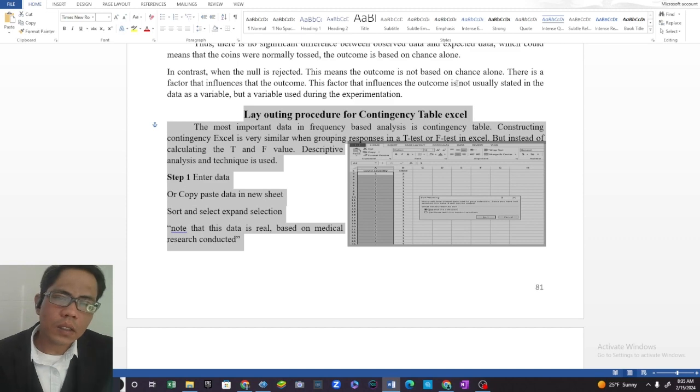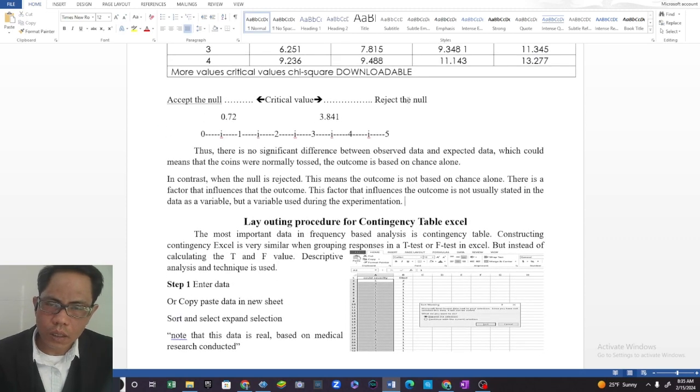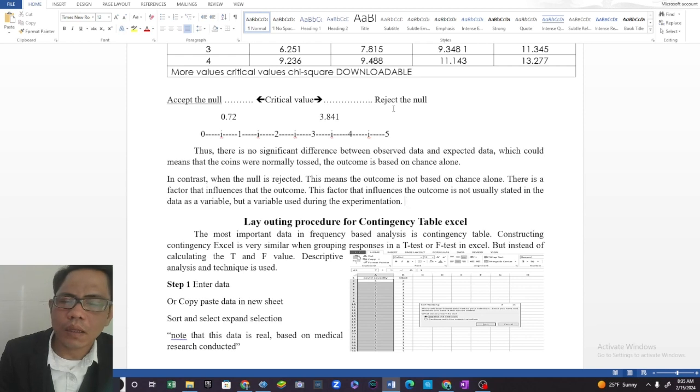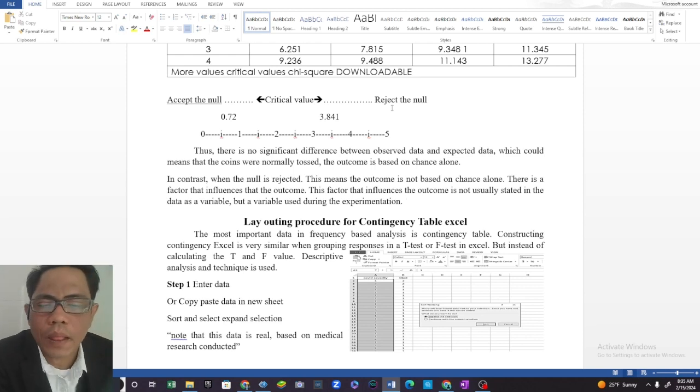I hope you understand chi-square. Remember that it's about observed and expected, and whether there is a significant difference between observed and expected results, from which you either accept or reject the null. And so I'll be continuing in a while.